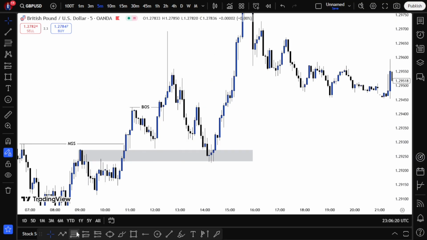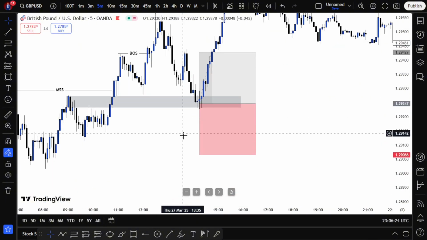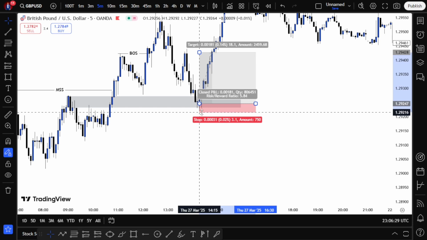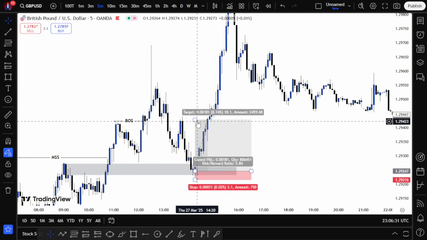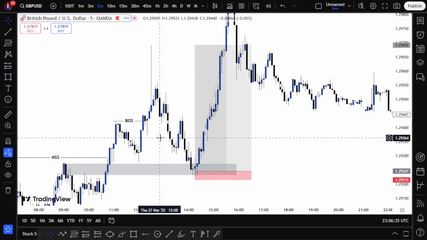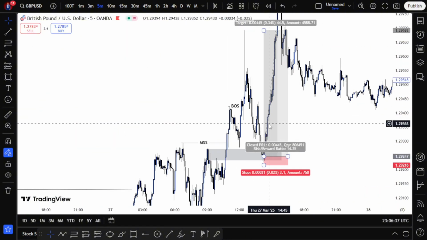So you see, with a very small stop loss, you could have entered that trade with just a few pips. With a 3 pip stop loss, guys, I've just made about 450 pips. That's a very quick trade.